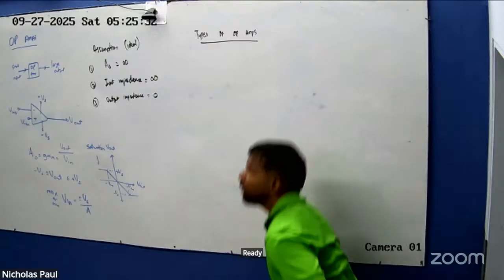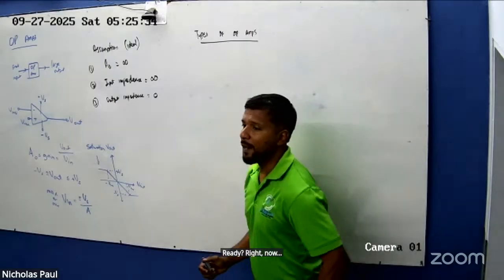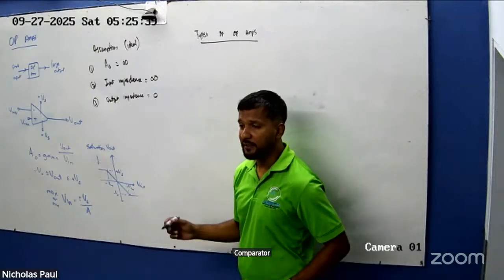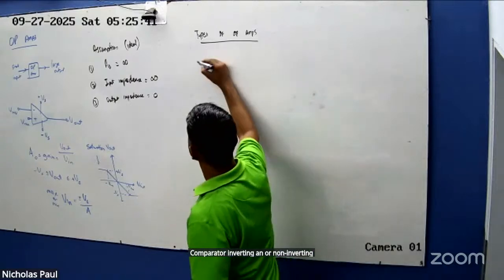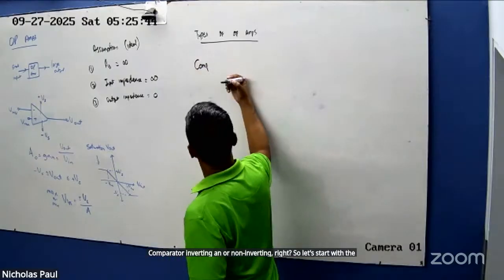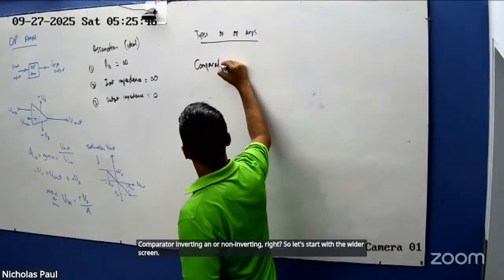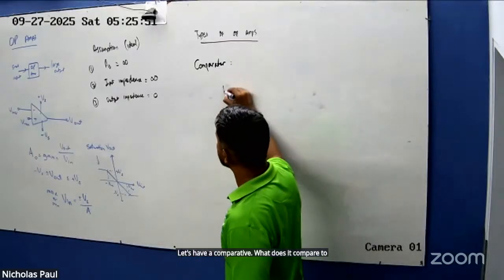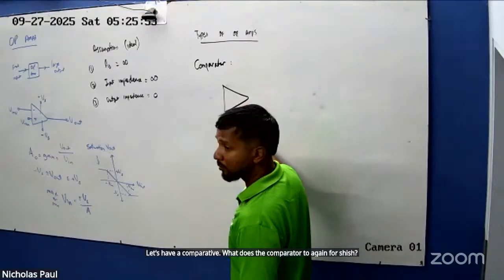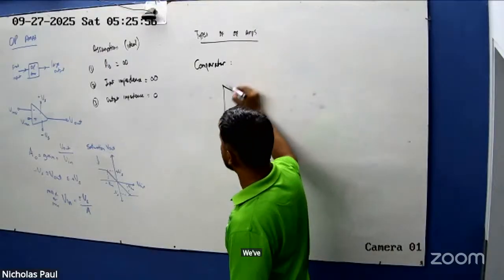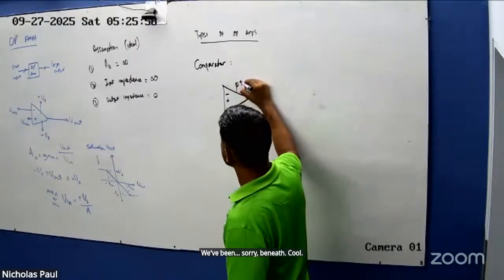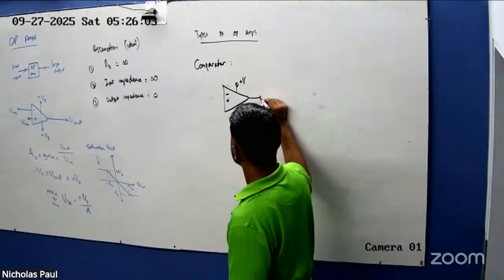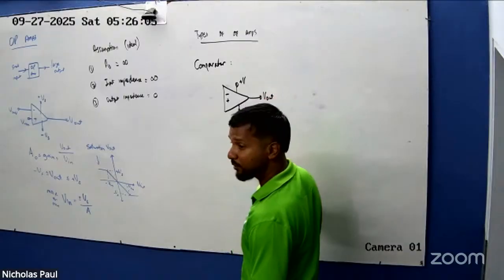Ready? Right, now, three types of op-amps. They are what? Comparator, inverting, and non-inverting, right? So let's start with the comparator. What does the comparator do again? Right, it compares.